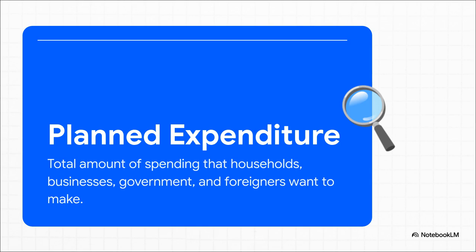The one idea that ties them all together is something called planned expenditure. Now, the key word here is planned. This isn't just a record of what's already been spent, it's about what everyone intends to spend. It's the total demand for every single thing our country produces. You could say it's the engine of the economy.